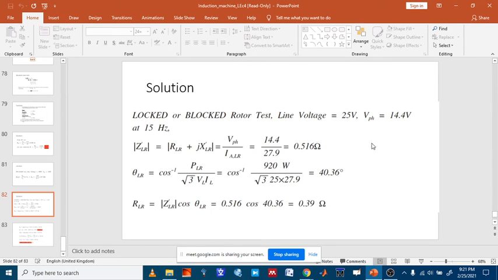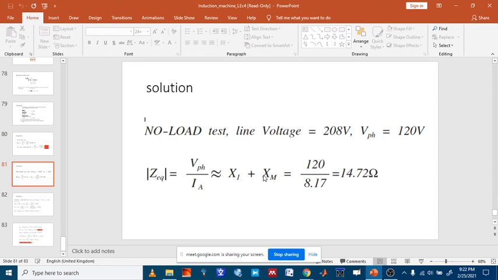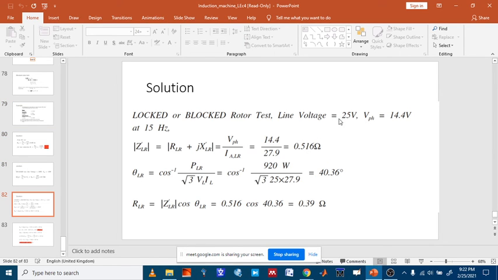The V phase over I: V phase is 14.4 over the I, which was 27.9. I'm going to say this is the impedance, and this is the same as the modulus of R plus jX. Calculate for what?